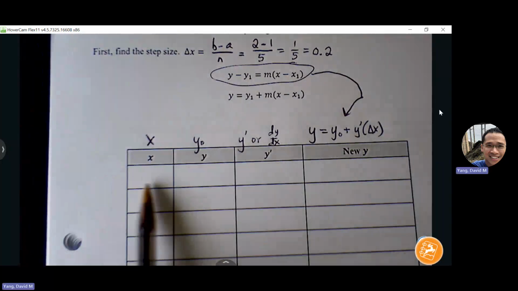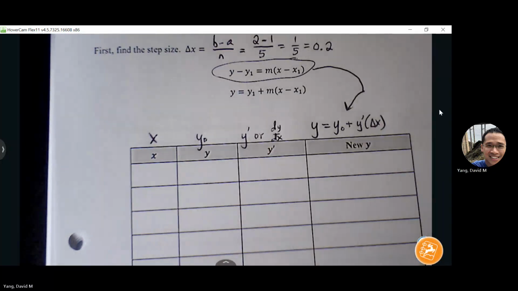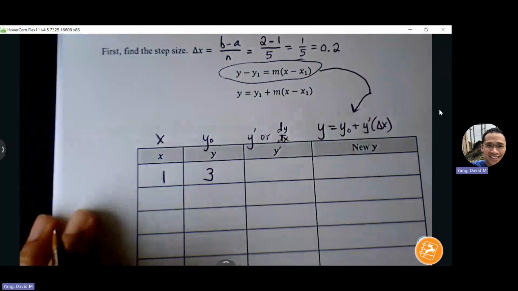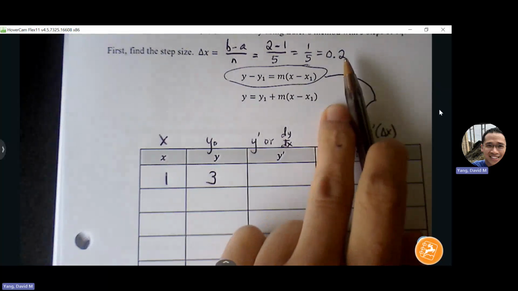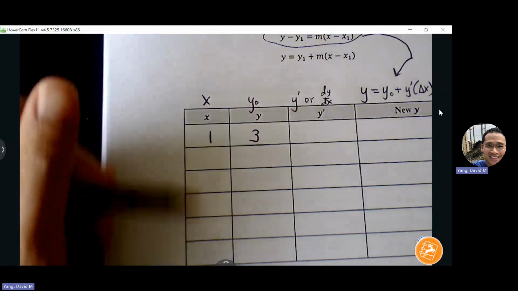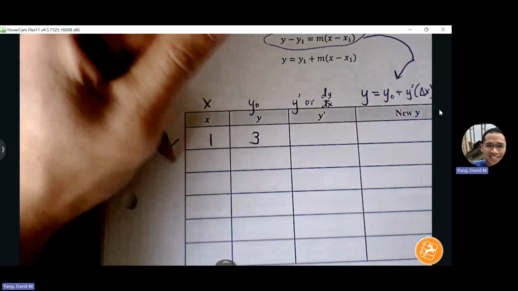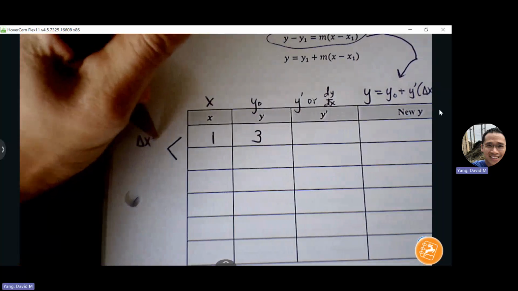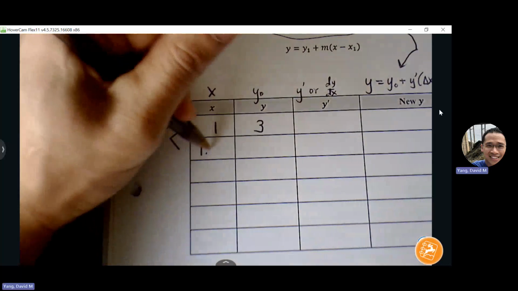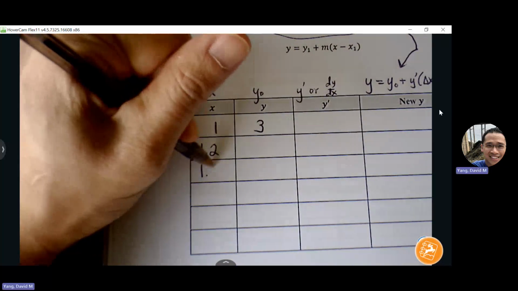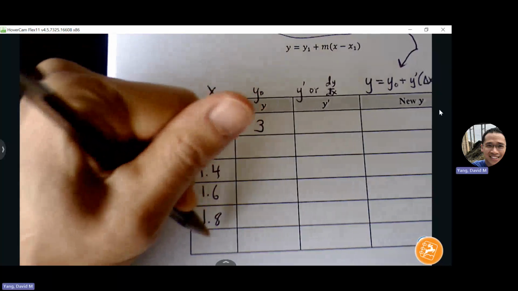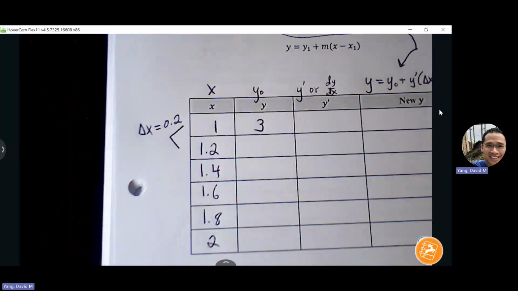Okay, so what's our anchor point? What point do they give us? 1, 3. Okay, and then our step size is 0.2. We want to eventually make our way down to f of 2. So let's just go ahead and fill out our x values along the way. We're going to keep adding 0.2 until we reach our destination. So 1.2, 1.4, 1.6, 1.8, 2.